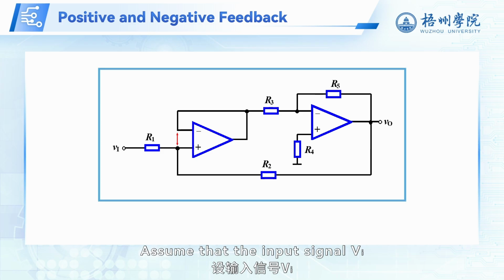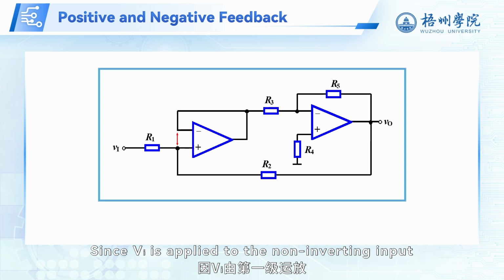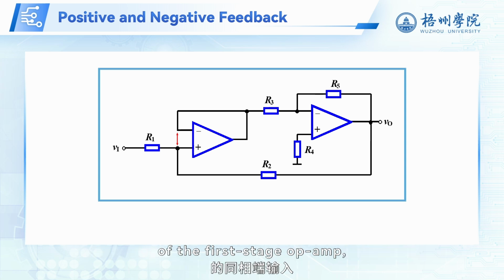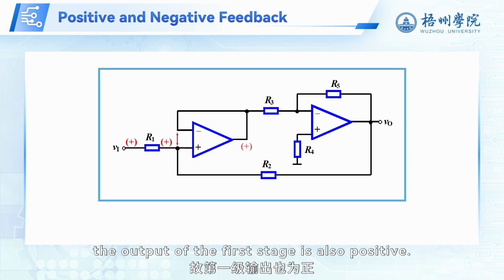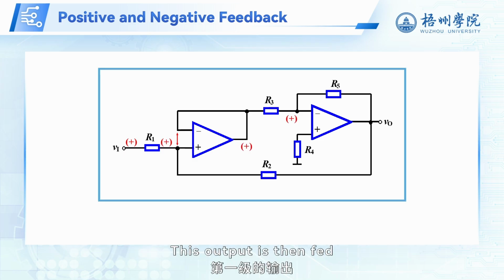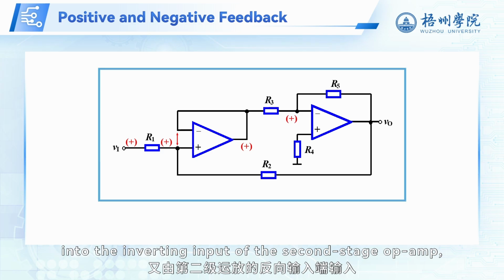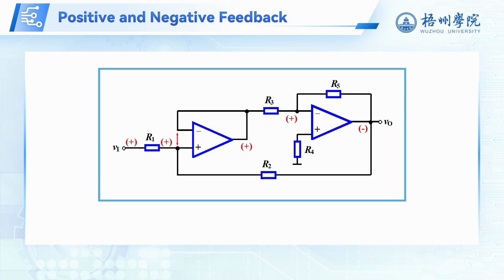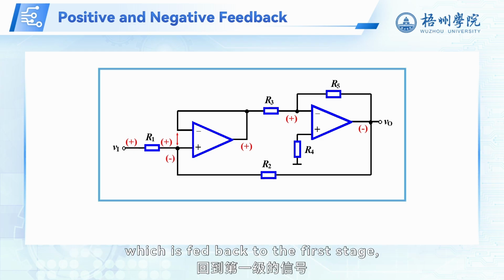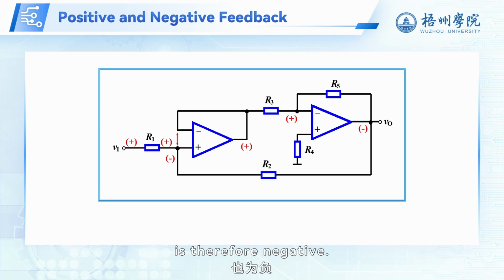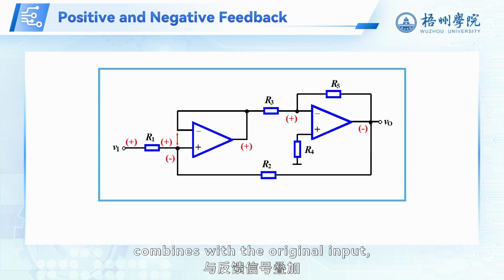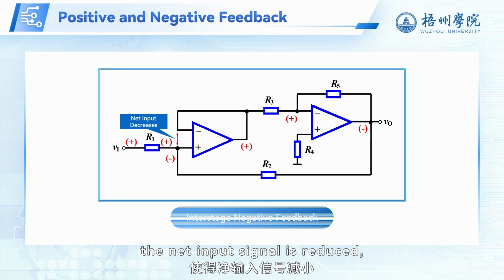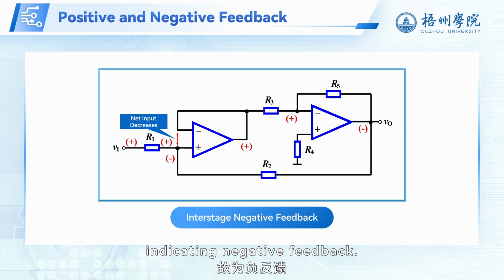Assume that the input signal Vi has a positive instantaneous polarity. Since Vi is applied to the non-inverting input of the first stage op-amp, the output of the first stage is also positive. This output is then fed into the inverting input of the second stage op-amp, so the output of the second stage becomes negative. The feedback signal from the output, which is fed back to the first stage, is therefore negative. As this feedback signal combines with the original input, the net input signal is reduced, indicating negative feedback.